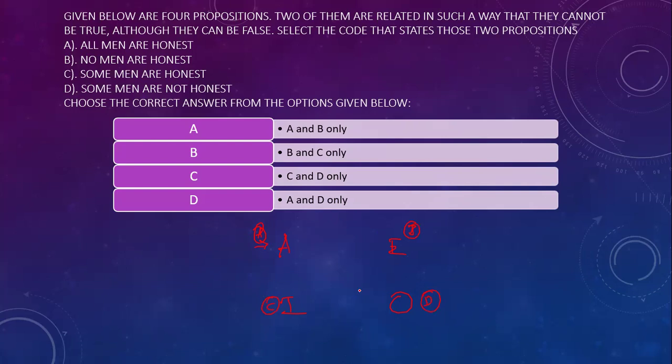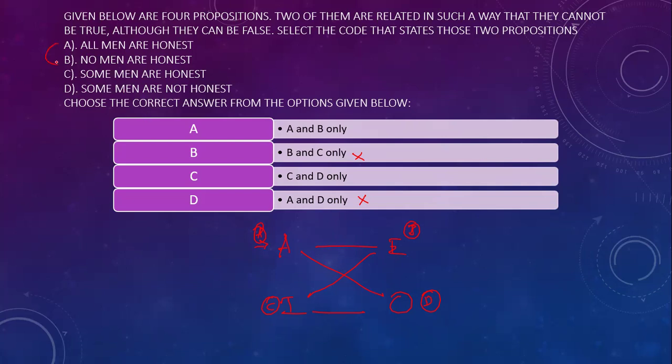So the contradictories: B and C, no. A and D, no, because they are contradictory. Both cannot be false, both cannot be true. If one is true, the other is false. So the question here is both cannot be true, but both can be false. Either AE or IO. So A and B.